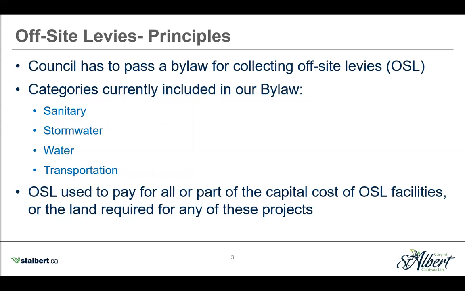Okay, so there are a few basic principles that guide the collection of offsite levies. First, council has to pass a bylaw for collecting the offsite levies. The levies currently included in the city's bylaw are for sanitary, stormwater, water, and transportation projects. The collected levies are used to pay for all or part of the capital cost of offsite levy facilities or the land required for any of those projects.